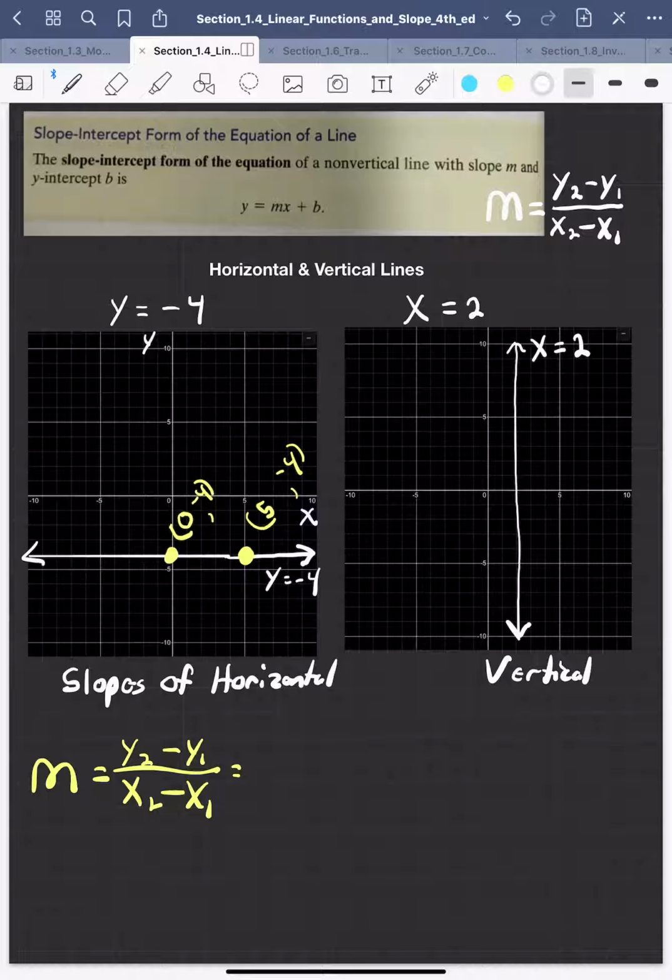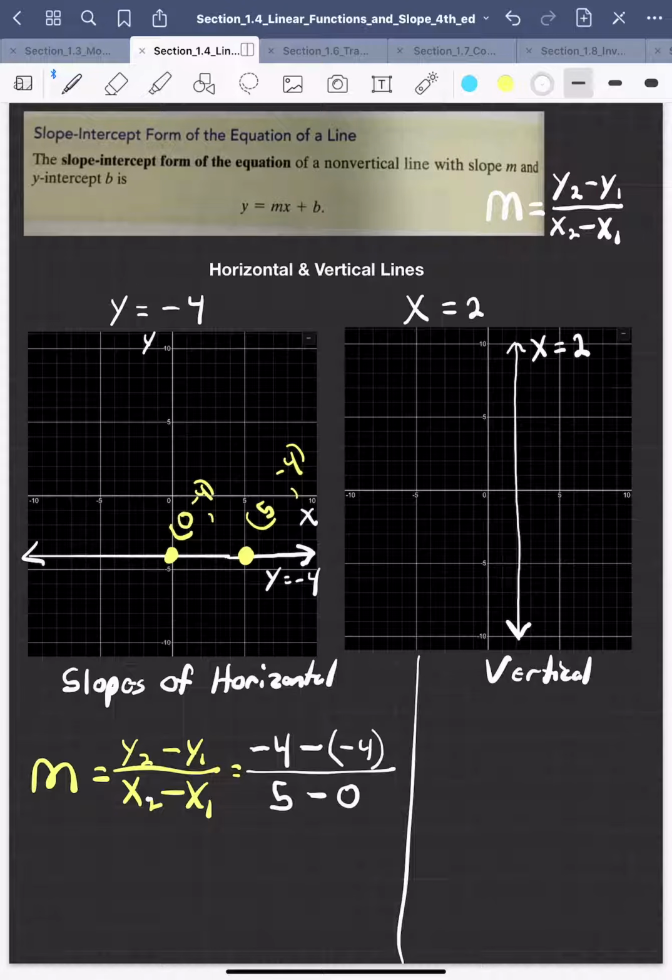So y sub 2 is -4 minus, what is y sub 1? It's also -4. And then you have x sub 2, which is 5, and minus x sub 1, which is 0. You end up with -4 plus 4 over 5, or 0 over 5. Now, 0 divided by 5 is just 0.